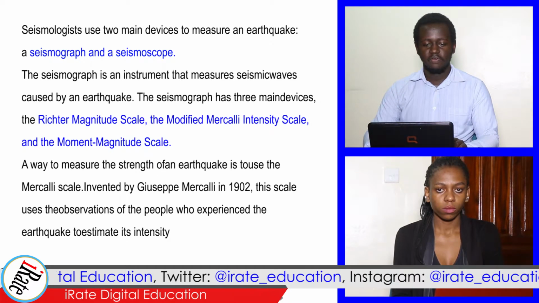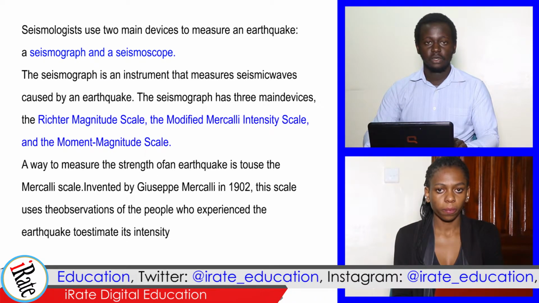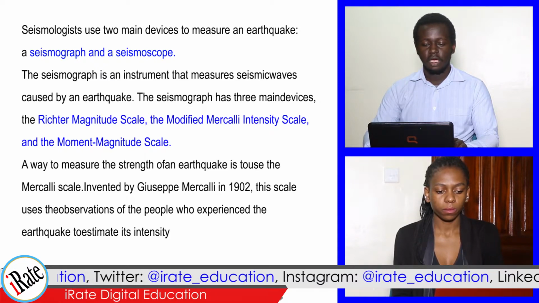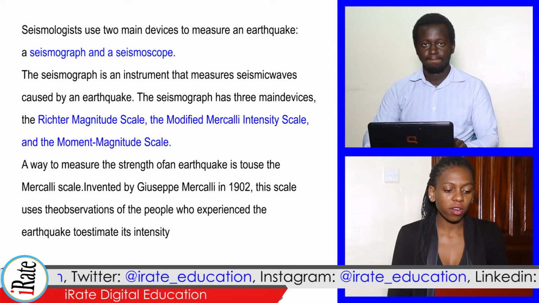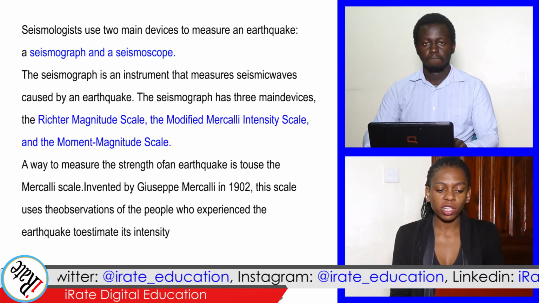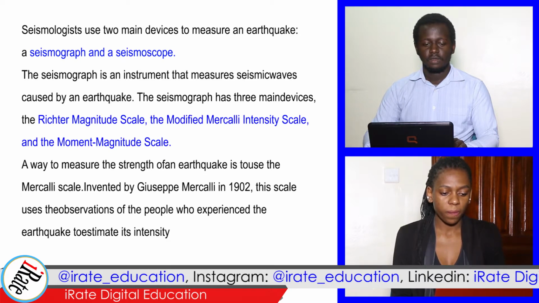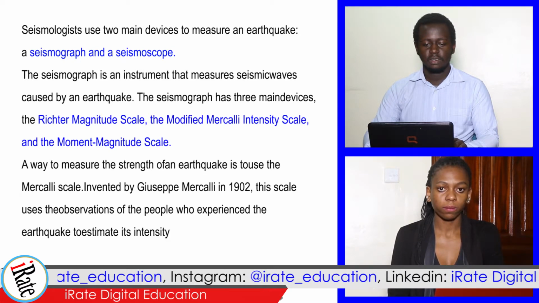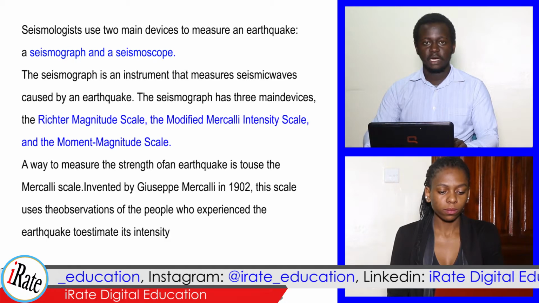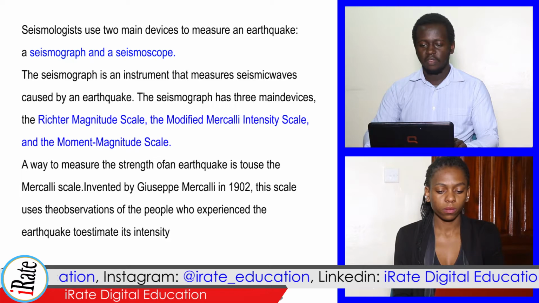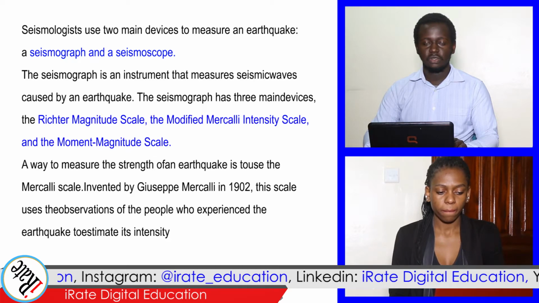Seismologists use two main devices to measure an earthquake. 1, seismograph and a seismoscope. The seismograph is an instrument that measures seismic waves caused by an earthquake. The seismograph has three main devices: the Richter magnitude scale, the modified Mercalli intensity scale, and the moment magnitude scale.